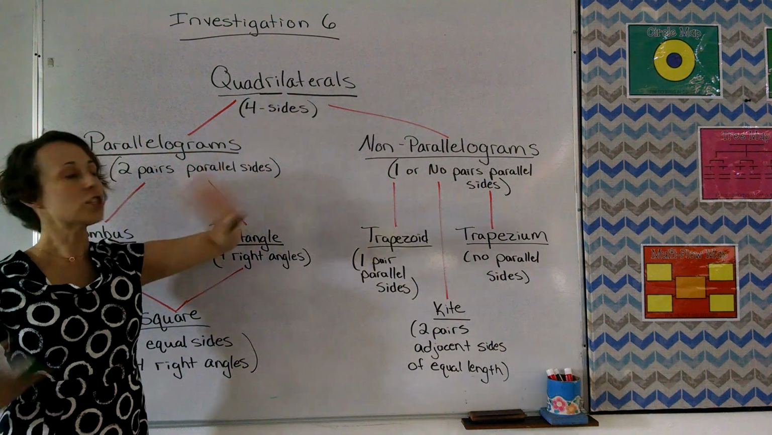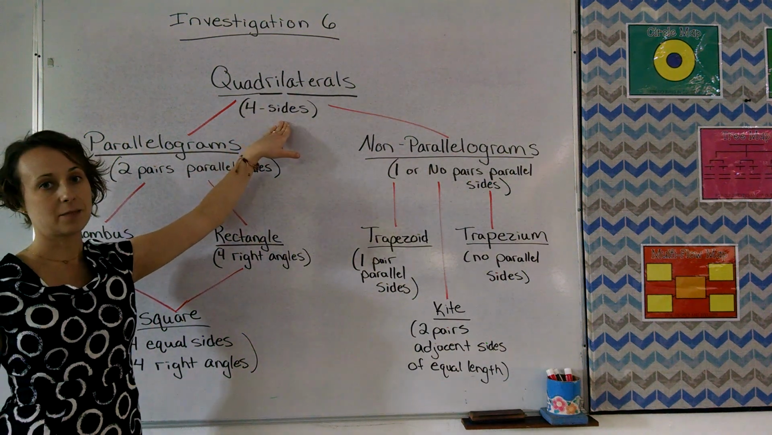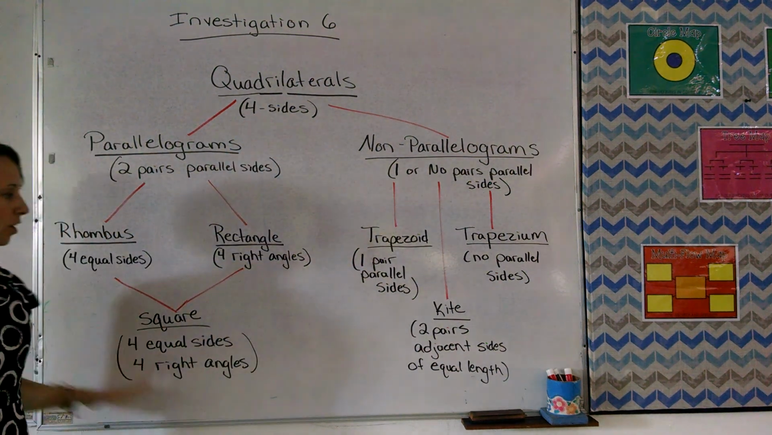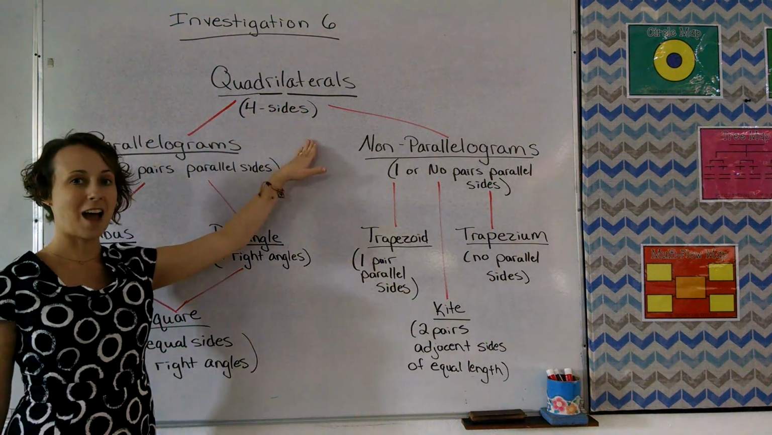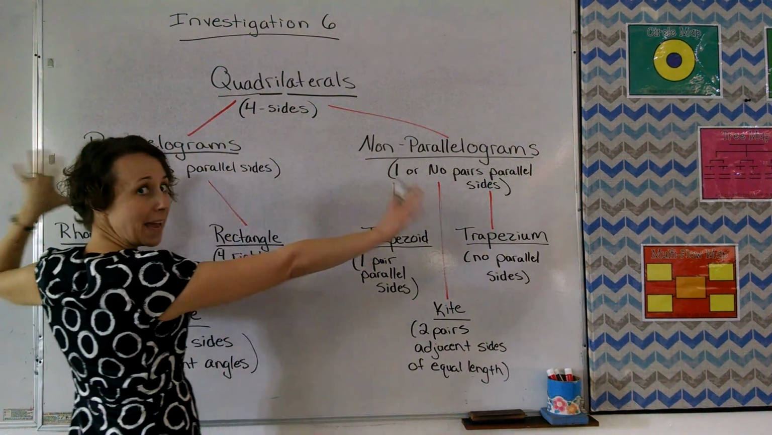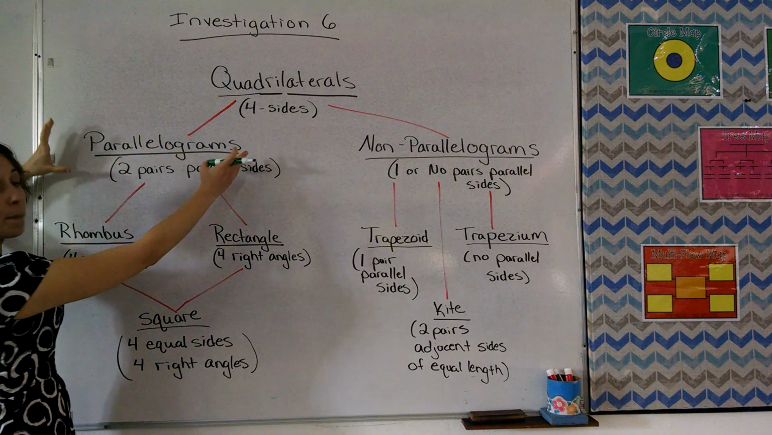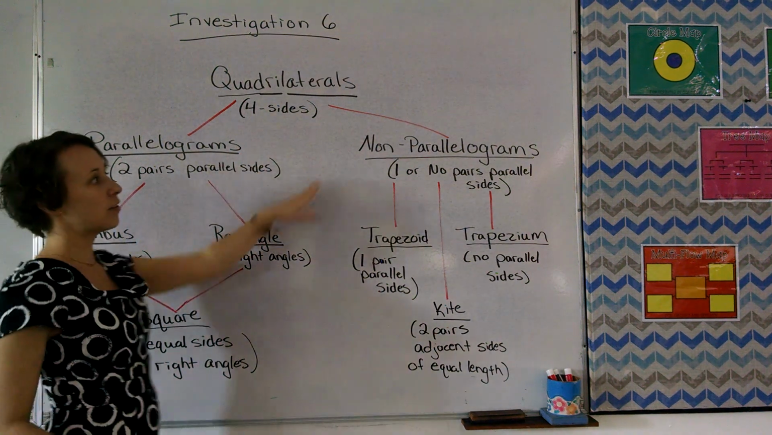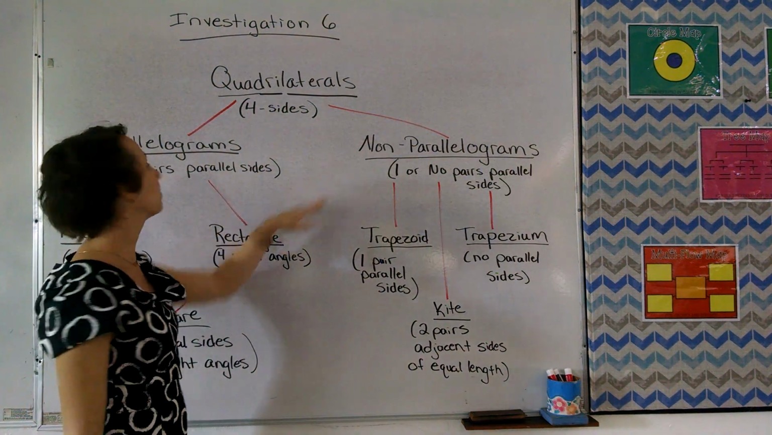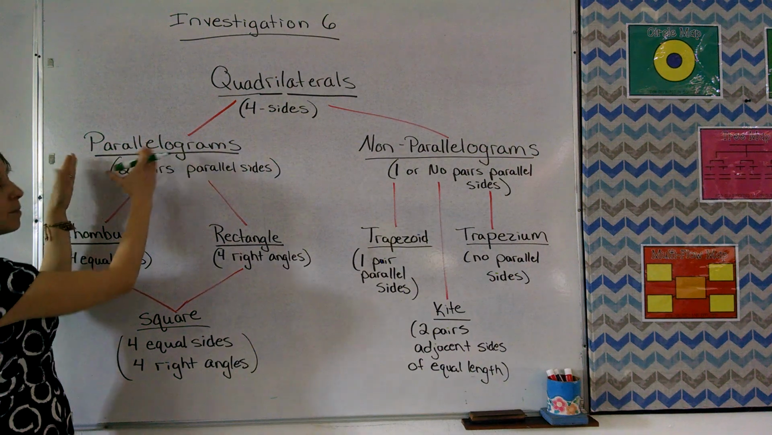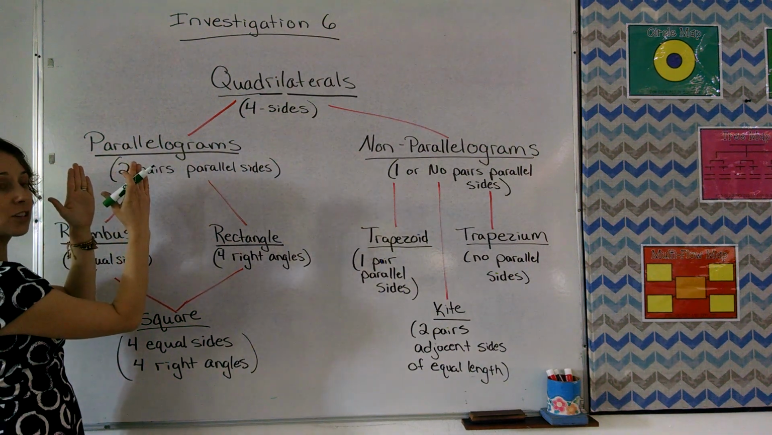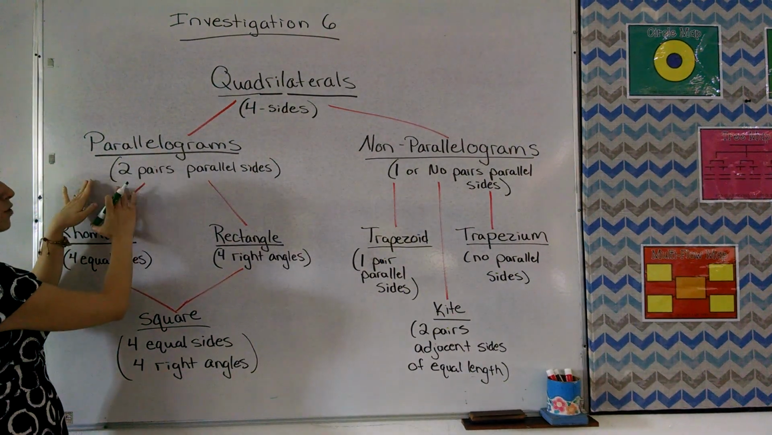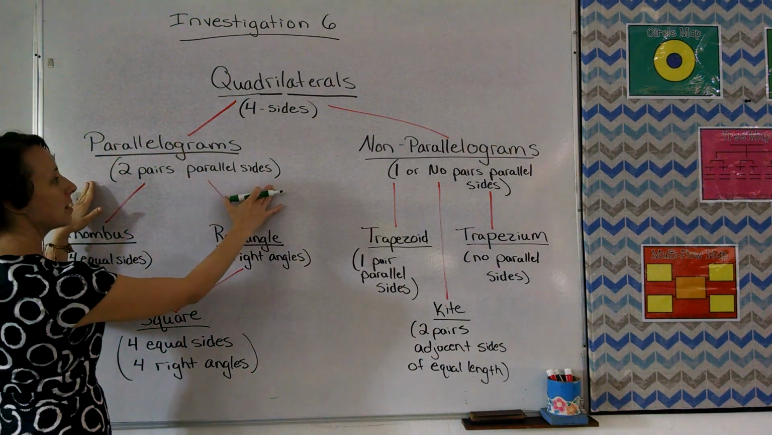Quadrilaterals are all shapes that have 4 sides. So everything on this board is a shape with 4 sides. There's 2 main groups. One is called parallelograms, and the other is non-parallelograms. Parallel means that 2 lines will never touch. Parallelograms have 2 pairs of parallel sides.